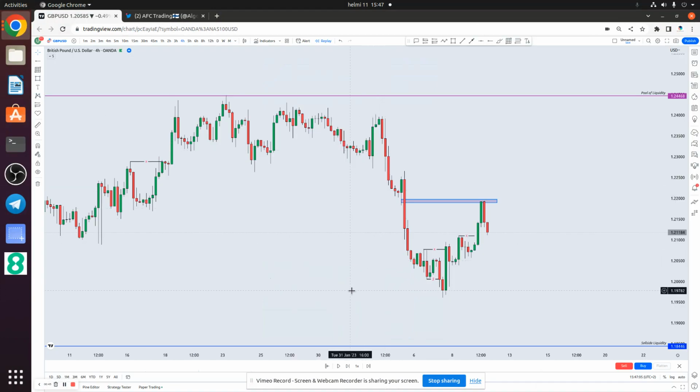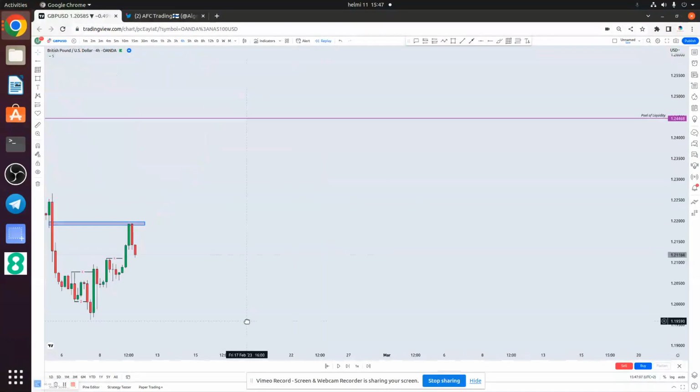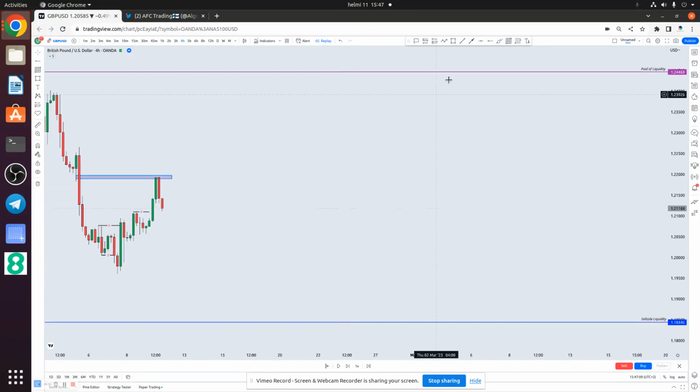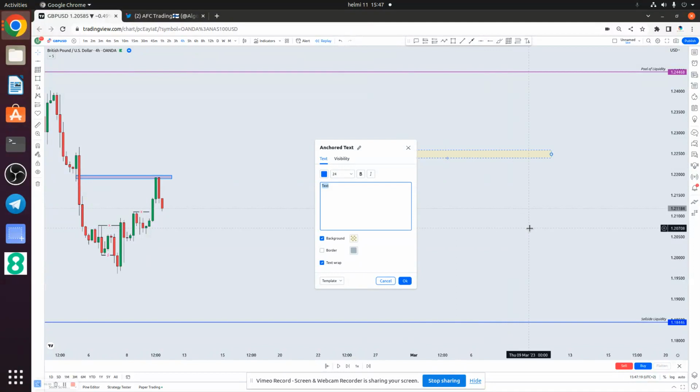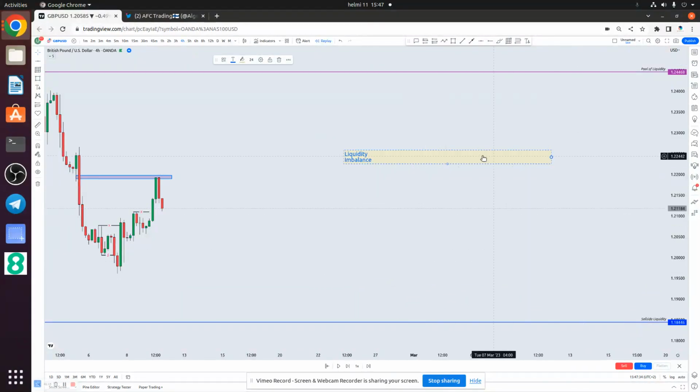So as we know, as ICT traders or those that are using the concepts of ICT, we already know that price moves by two things. These are the things that move the market. We already know price is moved by liquidity and then imbalance, right? So these are the two things that move the market.